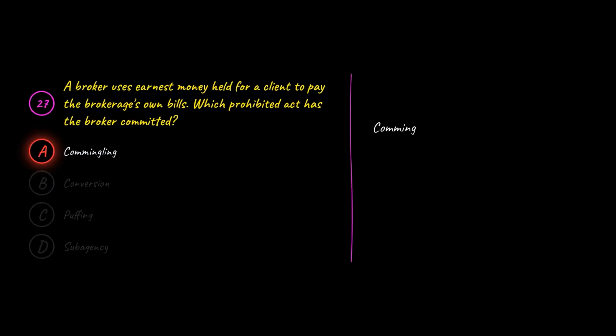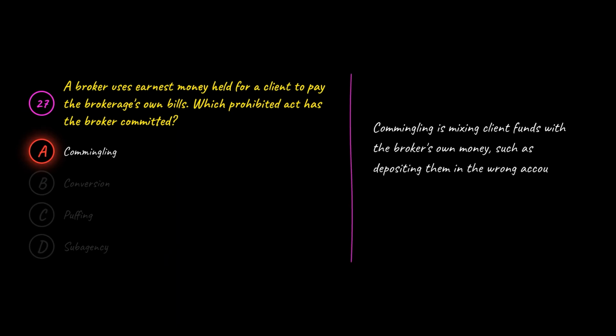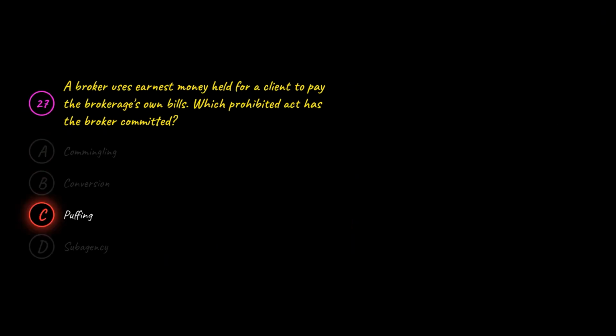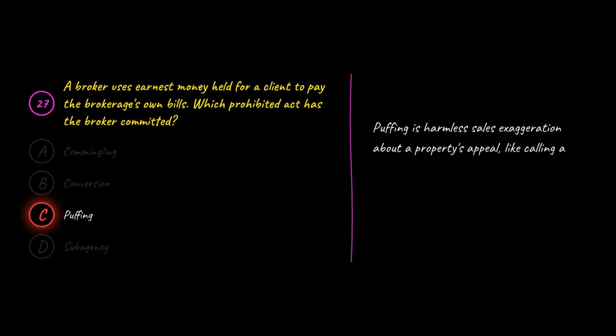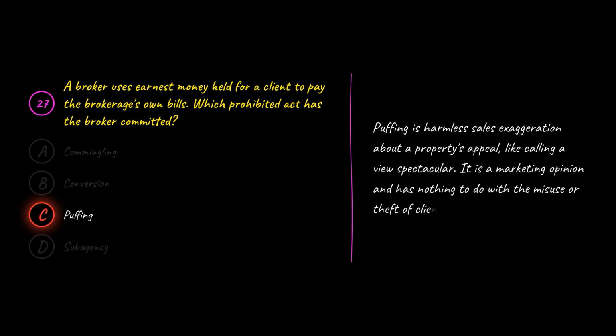A is wrong because commingling is mixing client funds with the broker's own money, such as depositing them in the wrong account. Actually spending the funds goes further and is conversion. C is wrong because puffing is harmless sales exaggeration about a property's appeal, like calling a view spectacular. It is a marketing opinion and has nothing to do with the misuse or theft of client funds.